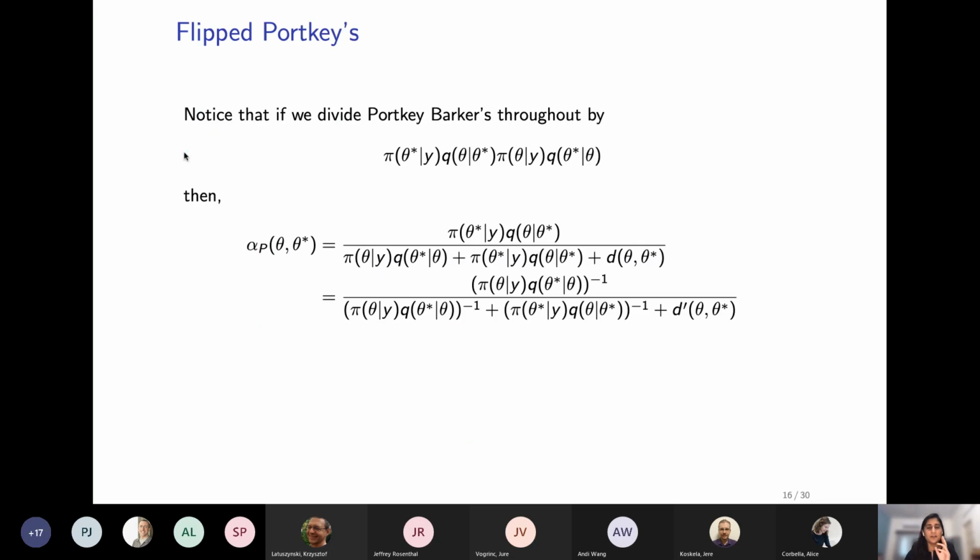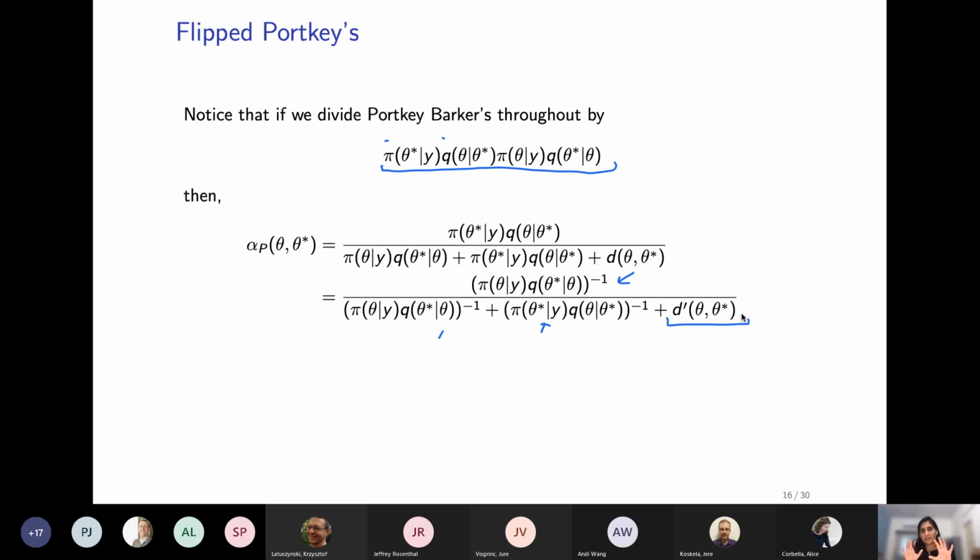The one thing that's going to be relevant for the example is you can actually do this whole Portkey setup by getting a lower bound on your target distribution as well. So if we divide our acceptance function by the product of pi and q at theta star and the product of pi and q at theta, and then I divide it in the Portkey step, I get something that looks very similar, except I get the inverses in the numerator and the denominators. And then I get a different d function that also still remains symmetric. So you get d prime.